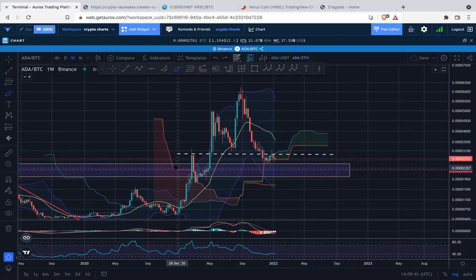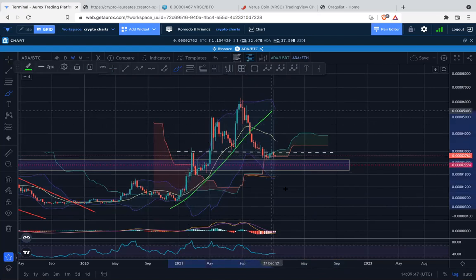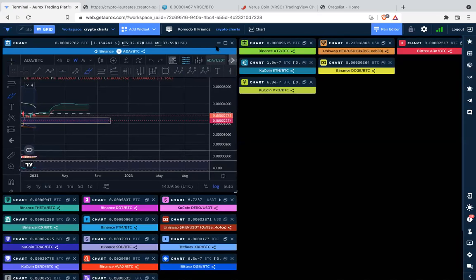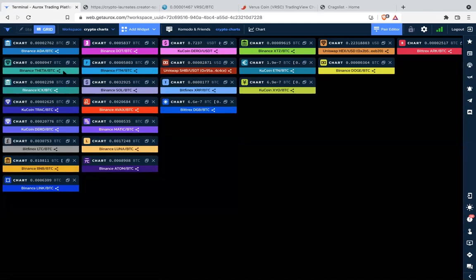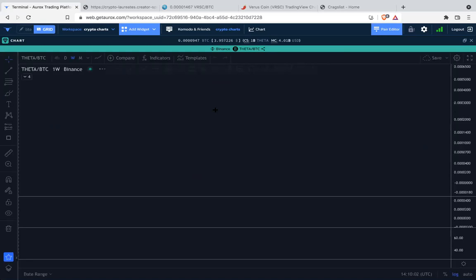Things like that. Anyway, that's where we are with ADA. It has broken a very significant uptrending trend line. And so, yeah, it's going to take some time. All right, we're out of here for the ADA price chart. Let us go to Theta Btc. What do we see here on Theta Btc?